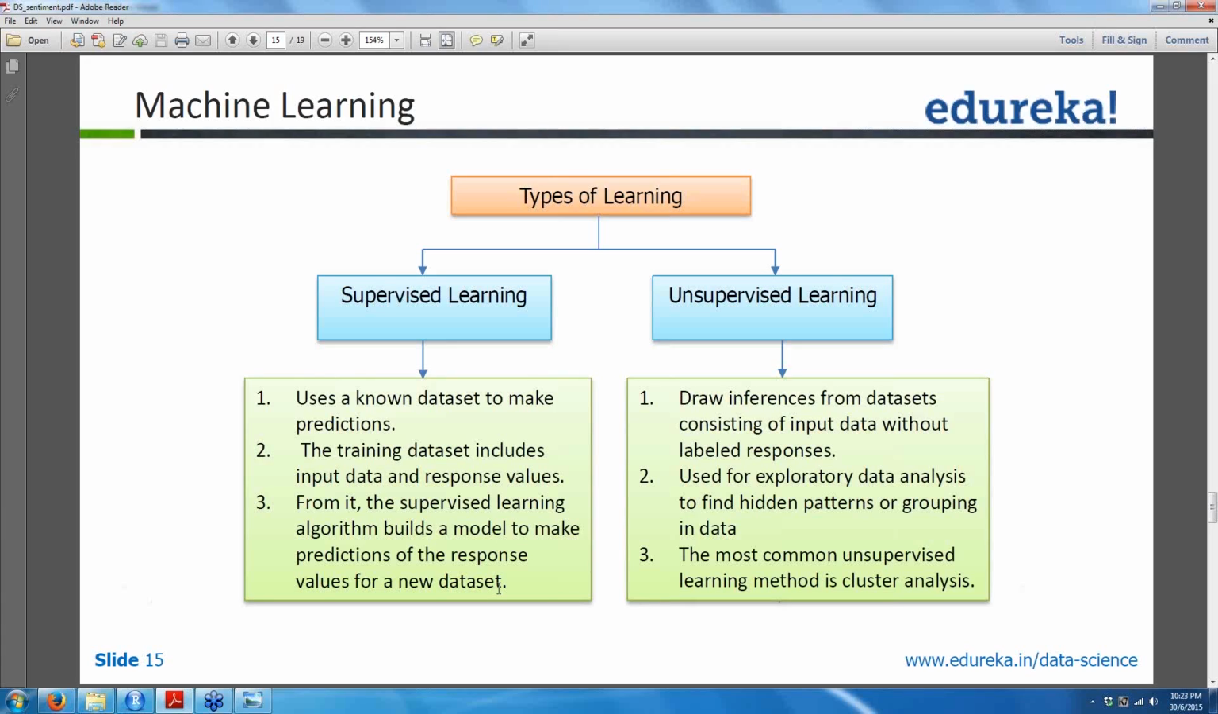data set. When it comes to unsupervised learning, it draws inference from the data set based on certain patterns within that, right? The way the data looks. So it's used for exploratory data analysis, wherein you would be able to find some hidden patterns or groups within the data, right? So the most common unsupervised learning method is cluster analysis, right? Where you kind of group things, right?